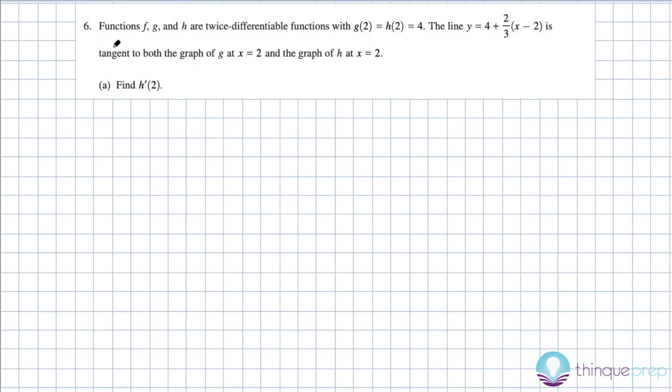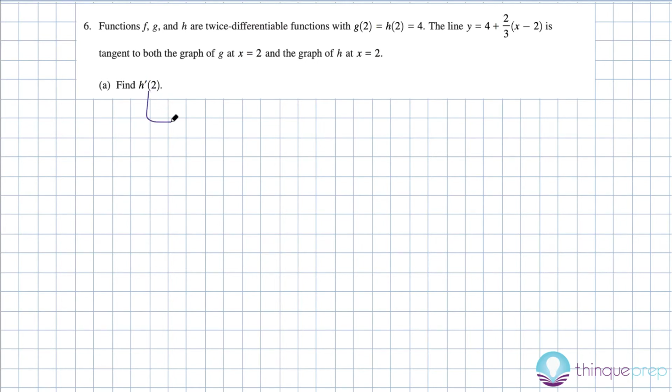Question 6 goes: functions f, g, and h are twice differentiable functions with g of 2 equal to h of 2 is equal to 4. We're given this line here, and it says that this line is tangent to both the graph of g and the graph of h, both when x is equal to 2. And part A just asks us to find the derivative of h when x is equal to 2.